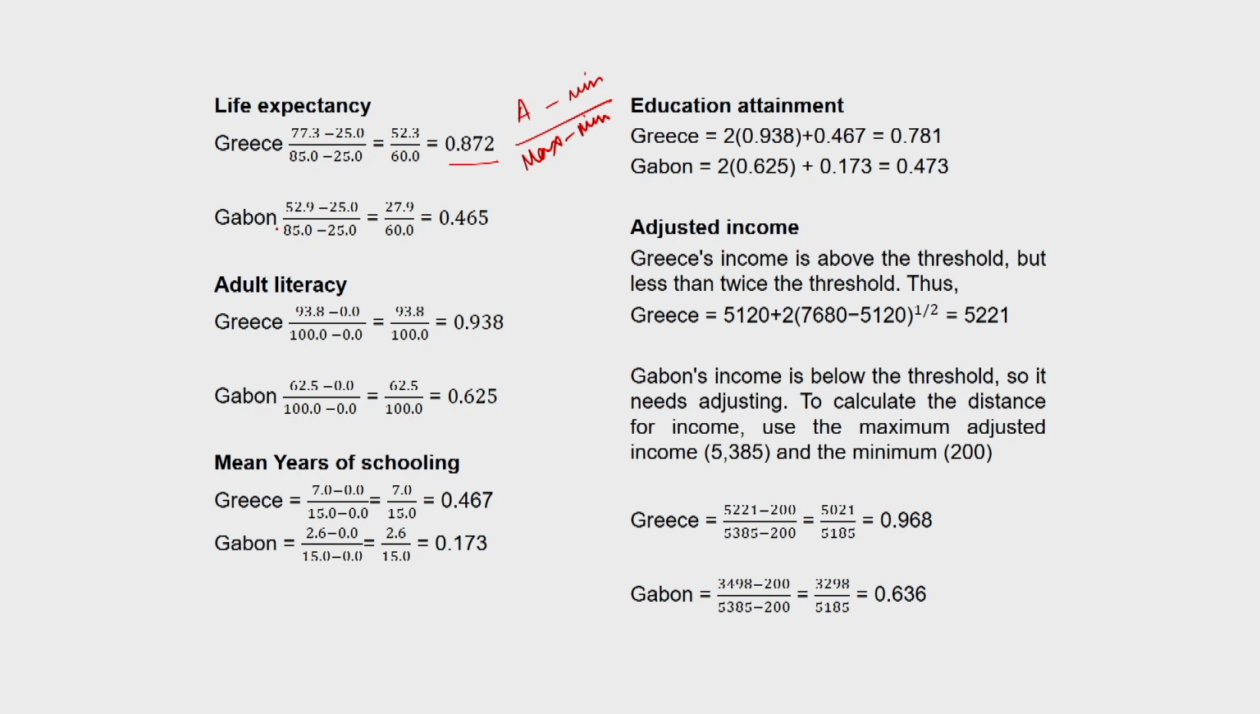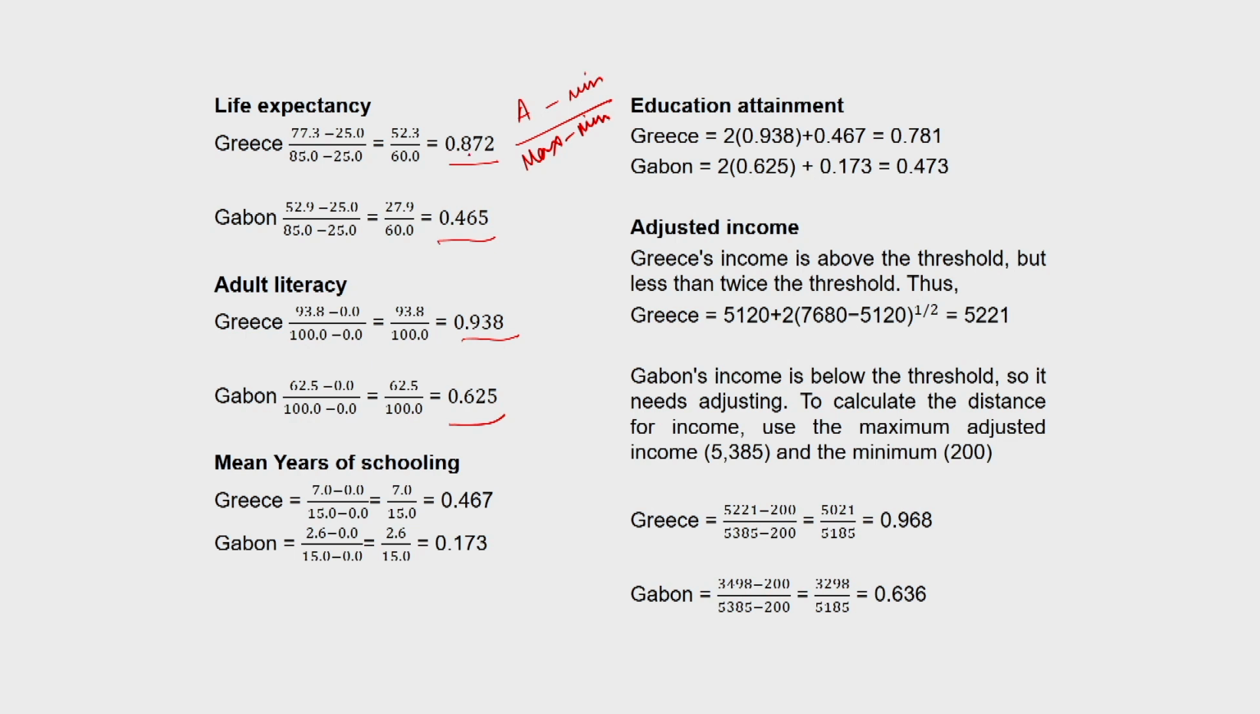Similarly for Gabon, the life expectancy value came out to be 0.465, Gabon's estimate for life expectancy being 52.9 and the maximum and the minimum being 85 and 25. The adult literacy rate was similarly computed. For Greece, the adult literacy rate being 93.8 and for Gabon 62.5. So 0.938 and 0.625. So these are the individual indices.